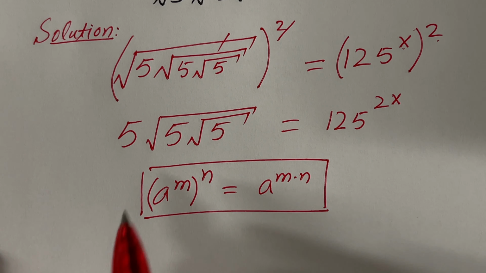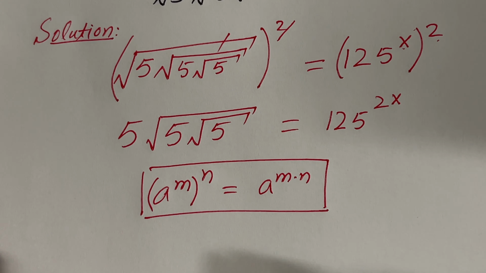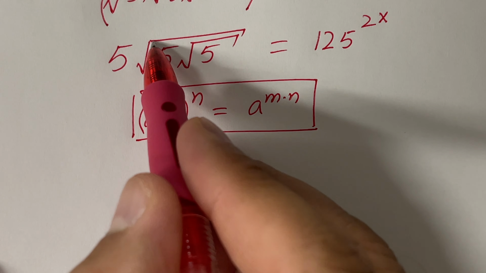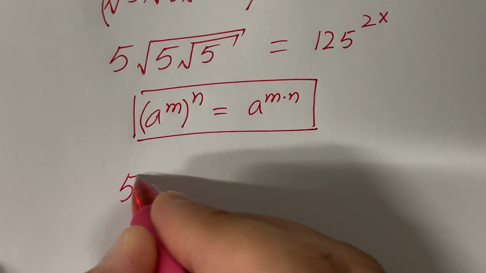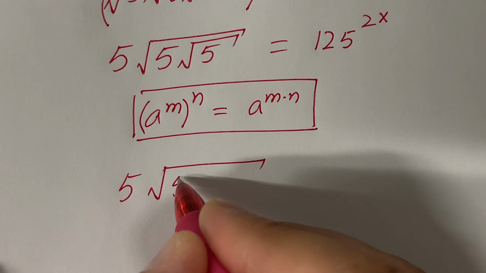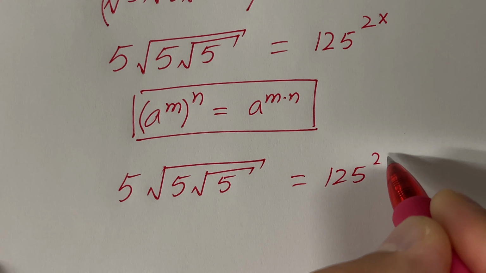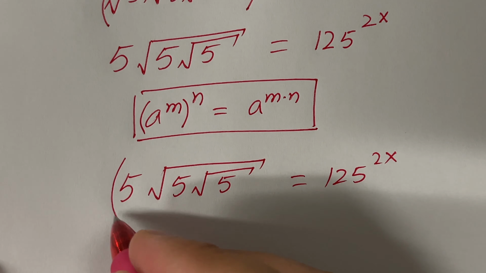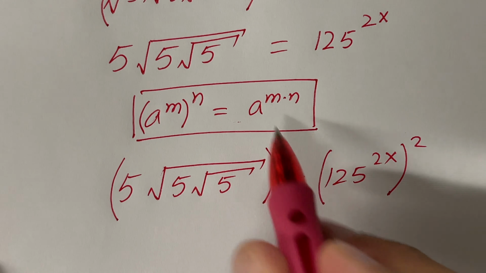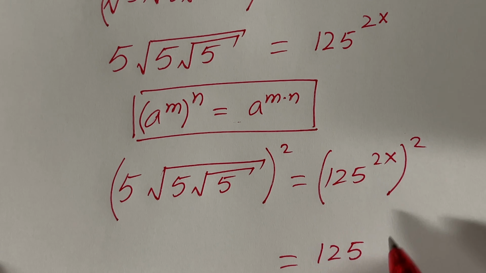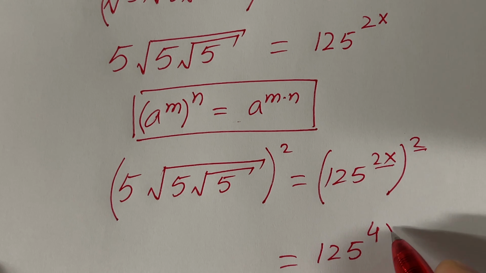Okay, now if you look at here, we have again a square root here. So in order to get rid of this square root, we have to take squares on both sides again. But first let me rewrite this equation, right? And let's take another square on both sides. Then the right hand side, by using this property, will be 125 raised to the power this guy times this guy. 2 2s are 4, so 4x.